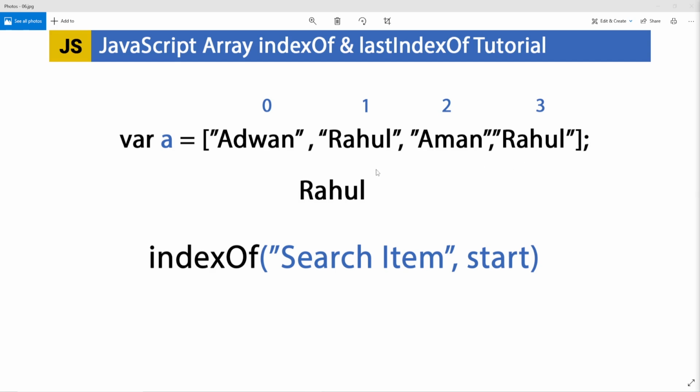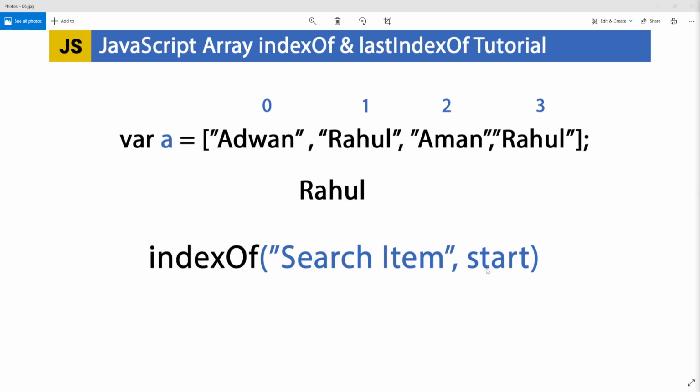You might be confused, since we have 2 similar values: Rahul at index number 1 and Rahul at index number 3. But the indexOf function always returns the first result. In this function, as a parameter, first you need to pass the search keyword, in our case Rahul. So by default, it's going to return the first result. After returning the first result, it's not going to return another result.